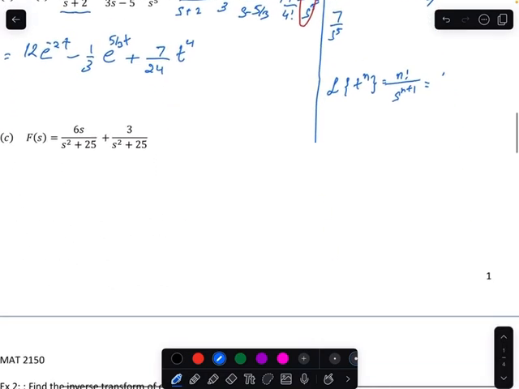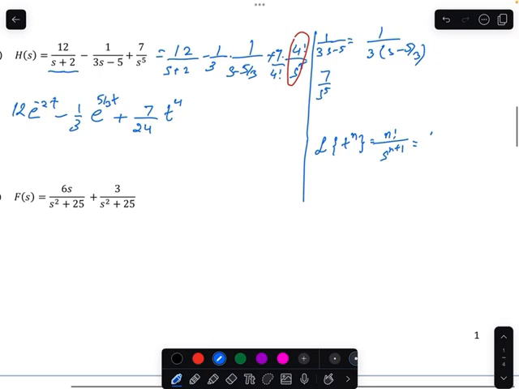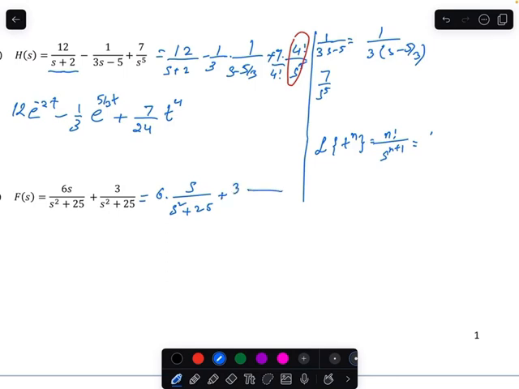Looking at the next one, 6s over s squared plus 25. So I can rewrite this one as 6 times s over s squared plus 25. Do we have any function whose transform looks like this? If you recall, cosine function. So the inverse Laplace transform of this one will be cosine 5t. What about the next one? So I can put the 3 here, and then I'm left with 1 over s squared plus 25.